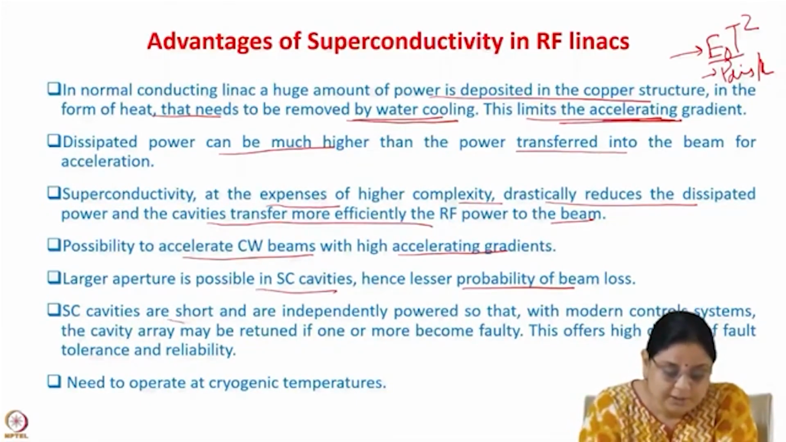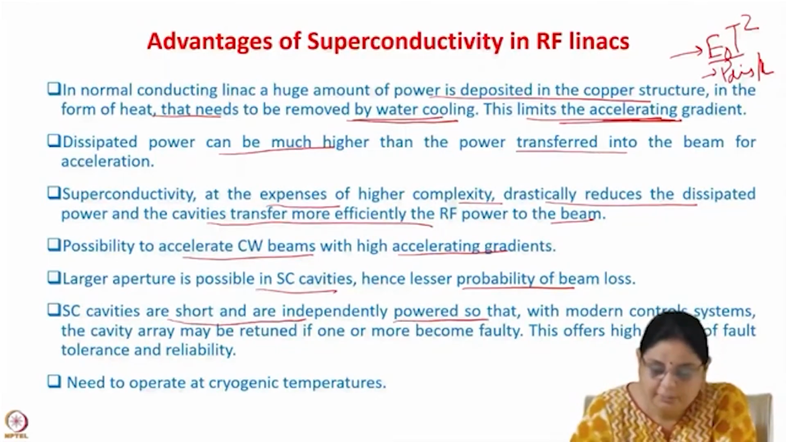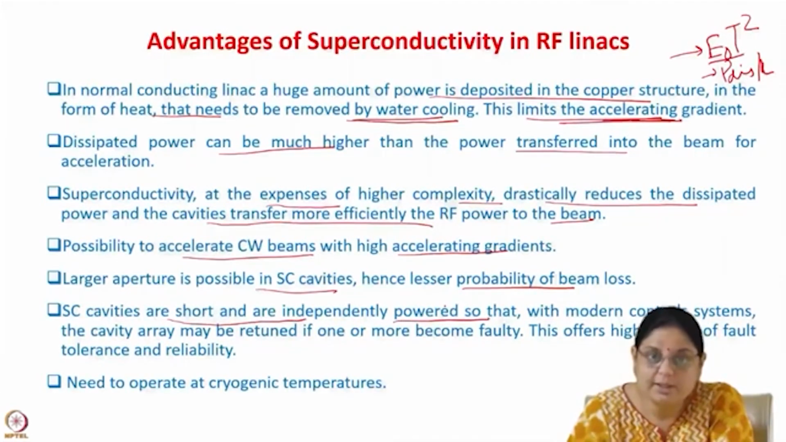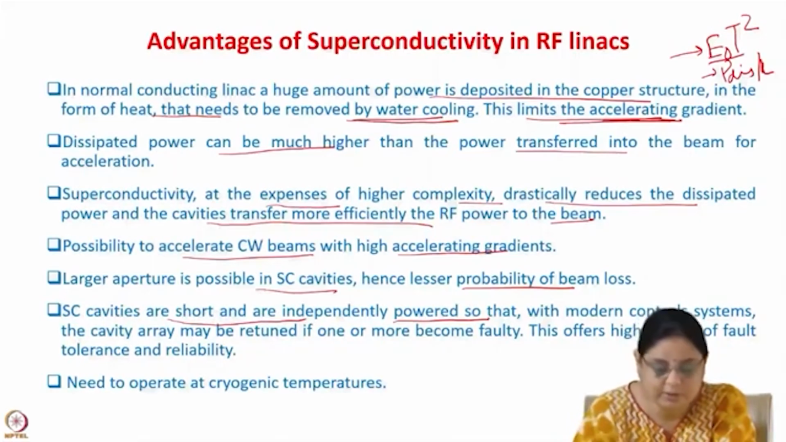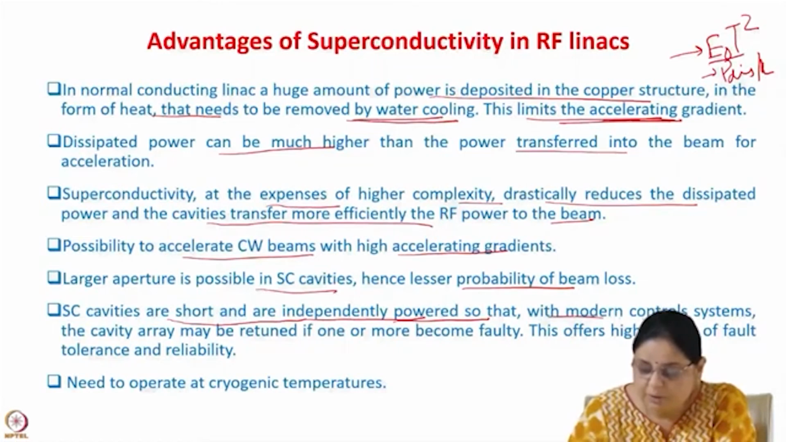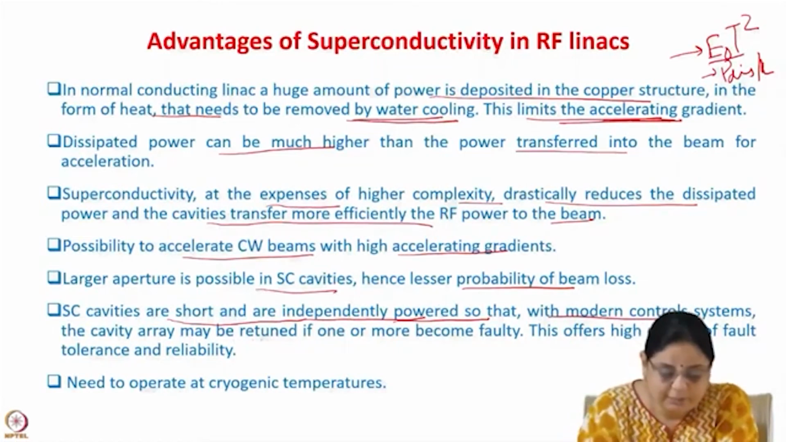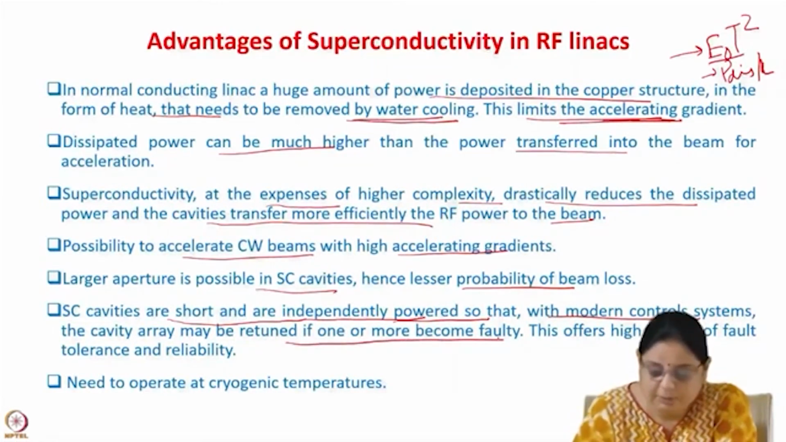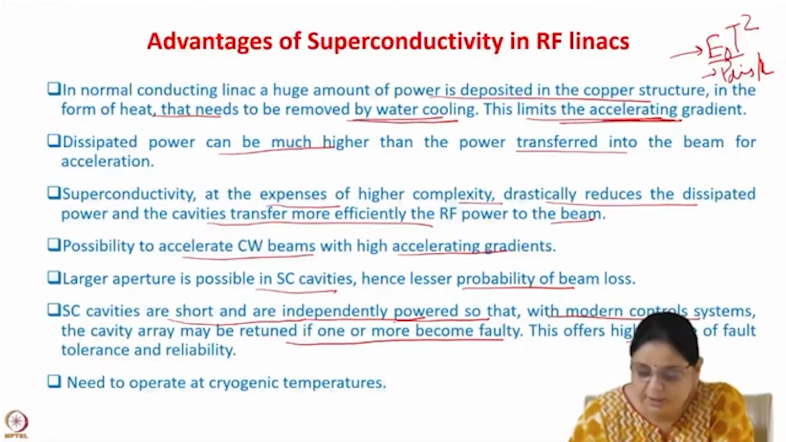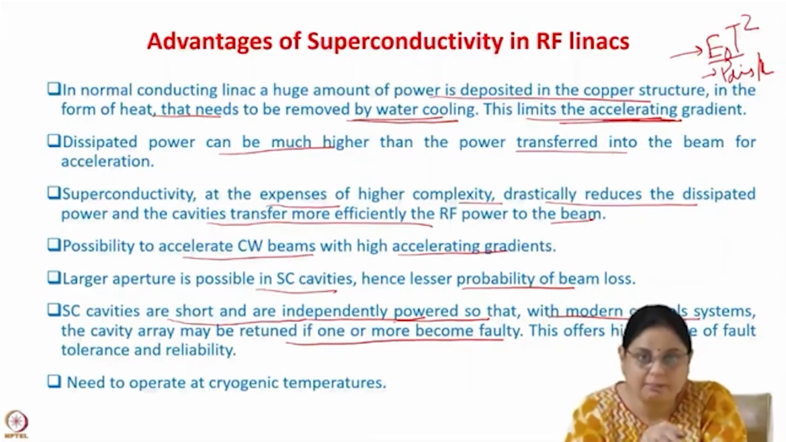Superconducting cavities are short and independently powered. Since the accelerating gradient is high, we can achieve the same acceleration that we would have achieved in a normal conducting cavity in a smaller length. So they are short and they are independently powered. And with modern control systems, the cavity array may be retuned if one of them becomes faulty. This offers a high degree of fault tolerance and reliability.